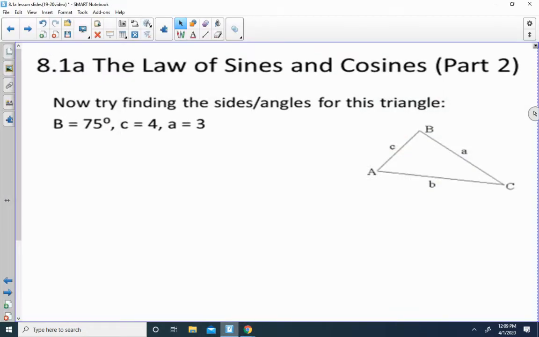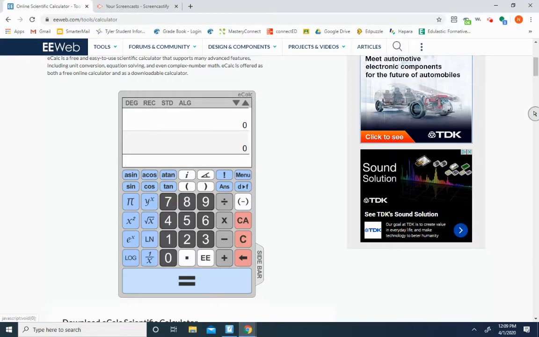Sorry about that. All right, so before we begin, just want to make sure that you have your calculator. You're going to need it. Again, if you need to use the calculator we've been using, just go to eeweb.com/tool/calculator, and this will give you all the tools you need. Again, make sure that your calculator is set into degrees.